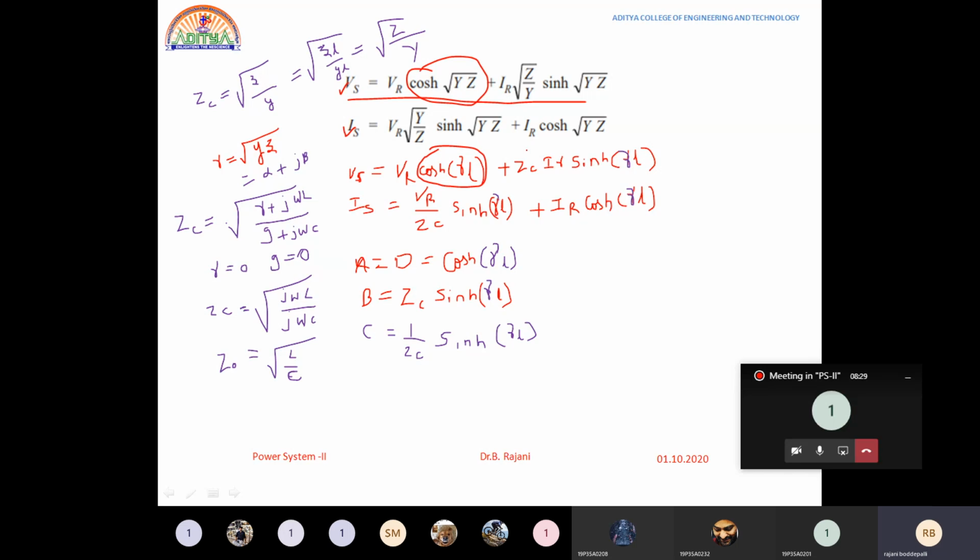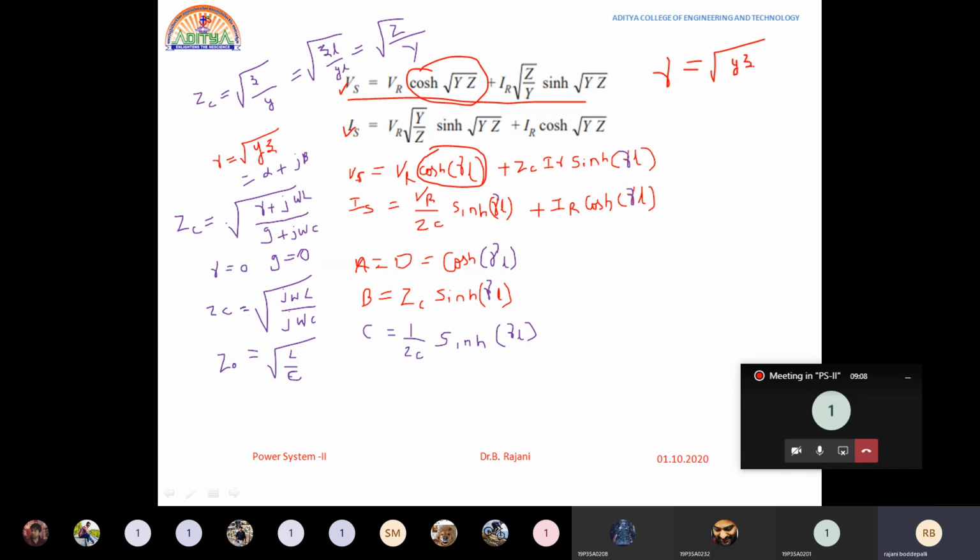In some of the textbooks, they give you the value Vs = Vr cosh(γL). This γ is called the propagation constant. It is further simplified into the attenuation constant and the phase constant. So gamma is called the propagation constant, which is equal to the square root of small y into small z.